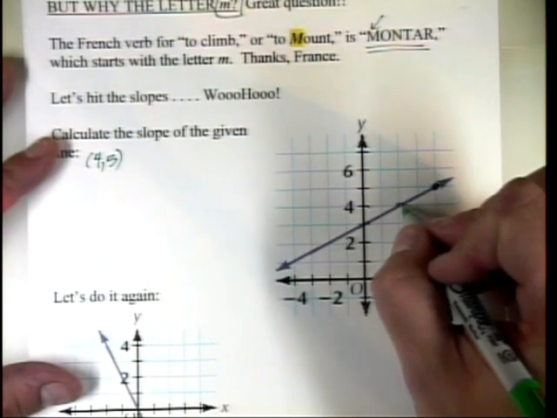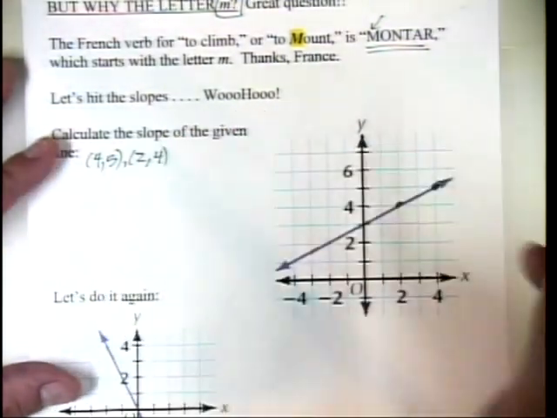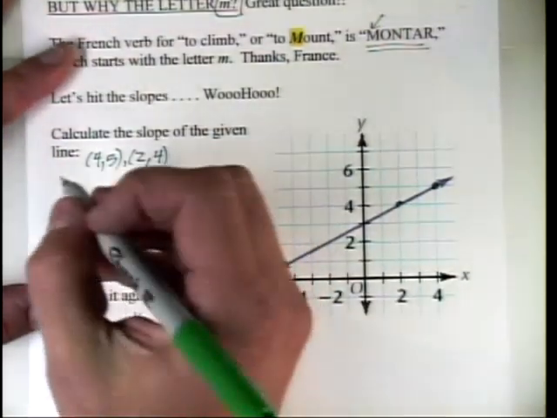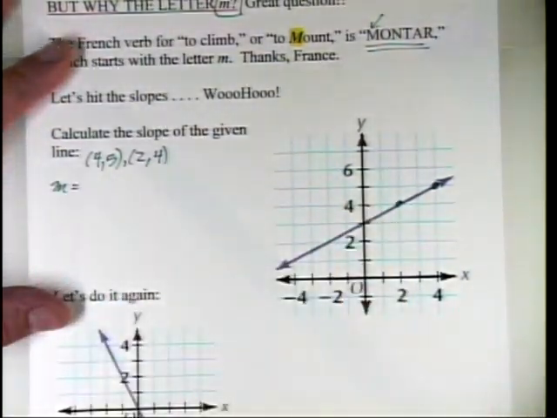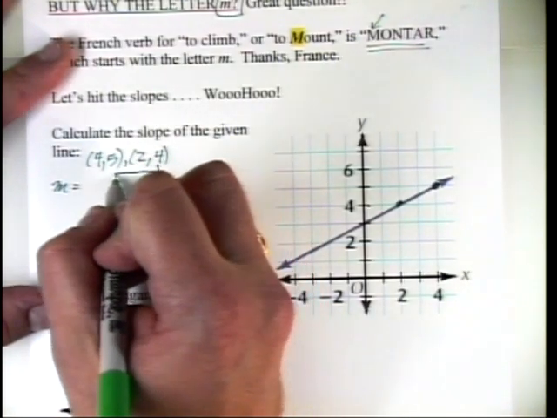And I need another point. This one looks good right here, the point (2, 4). Now that I've chosen my 2 points, I can use the formula. m is equal to the change in the y values. It doesn't matter which point I start with. I have a habit of starting with the second one.